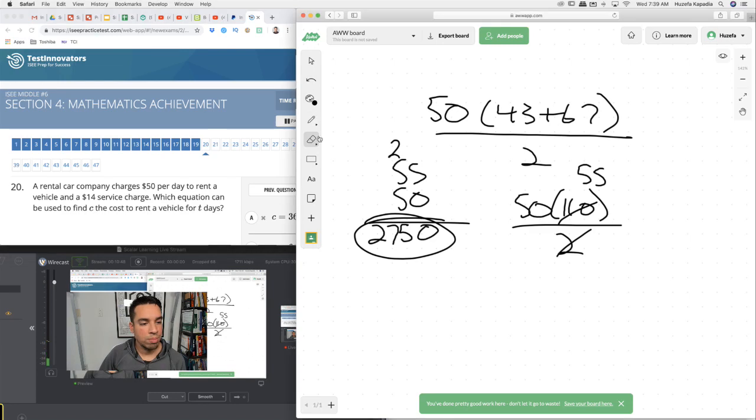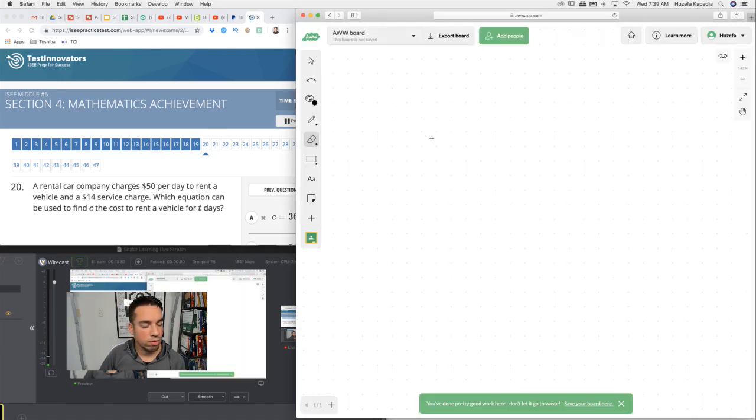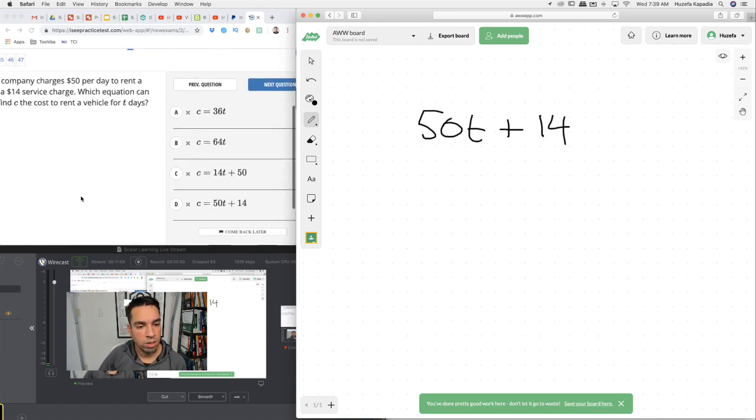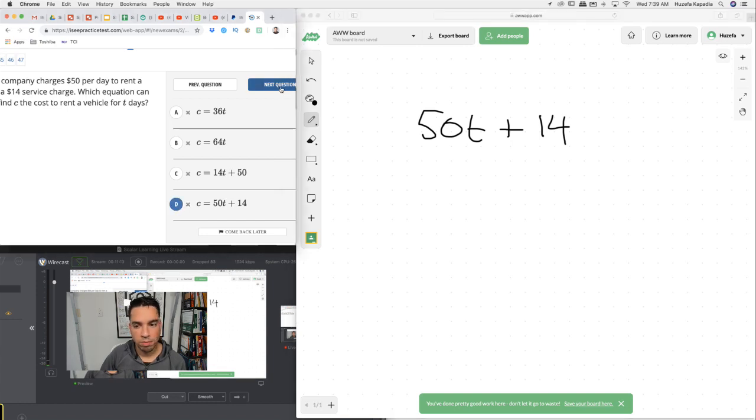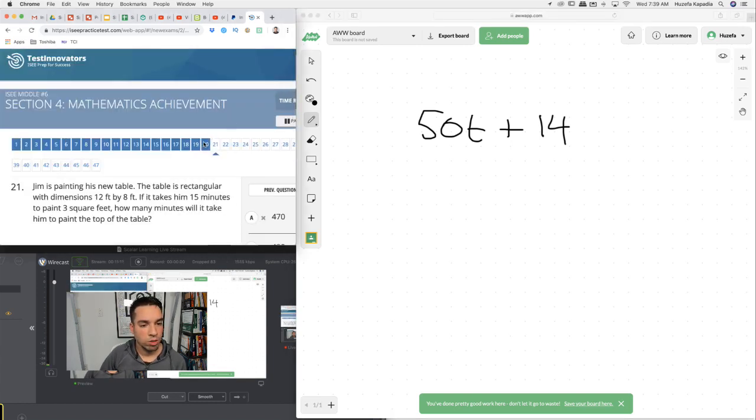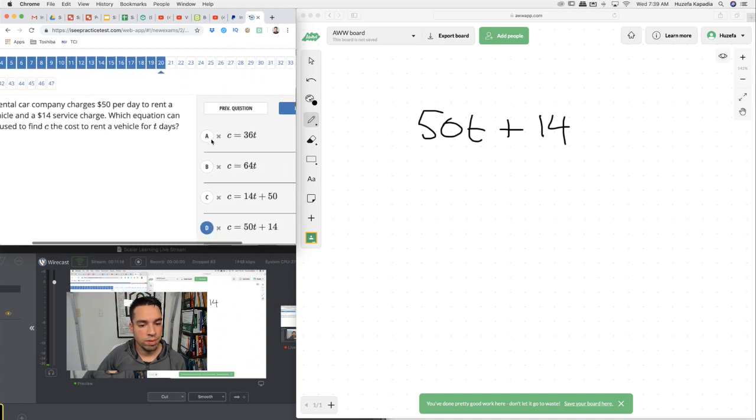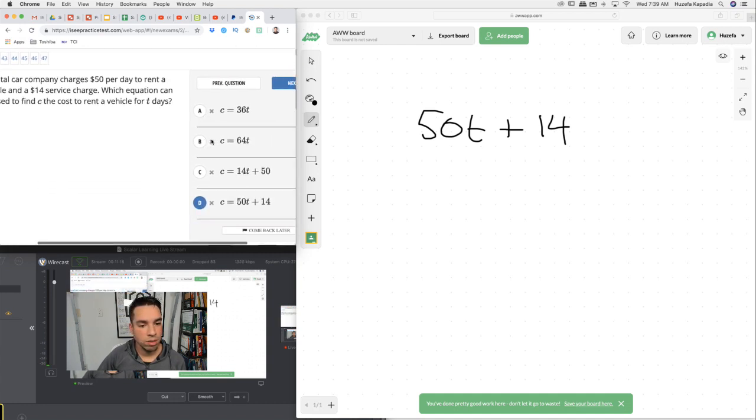A rental car company charges $50 per day to rent a vehicle and a $14 service charge. They're asking about an equation where T is the number of days. So it's 50T plus 14. That's it. Let me make sure I didn't rush there. Hold on, 50T plus 14. Yeah.